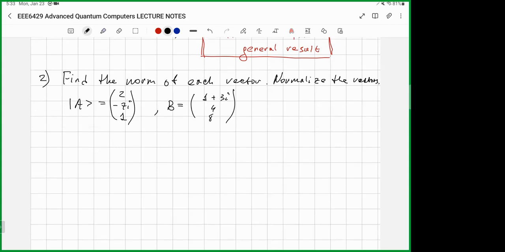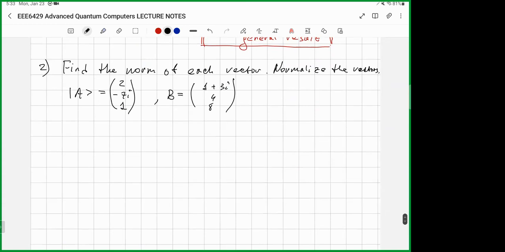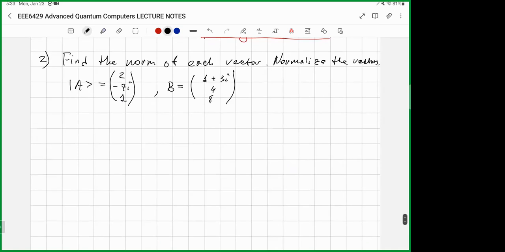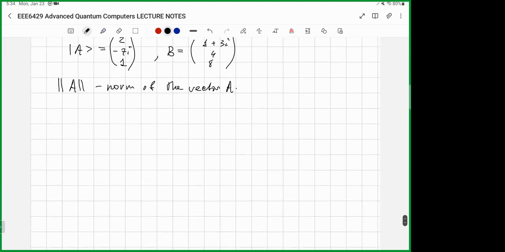and the vector B is 1 plus 3i, 4, 8. Basically, the vectors from the previous problem. So the norm, right? How do we find the norm? The norm is denoted by two vertical lines. This is the norm of the vector A. This is just the notation.